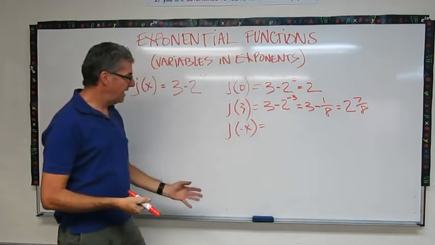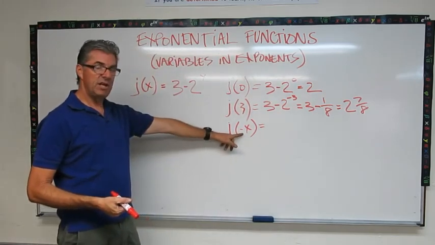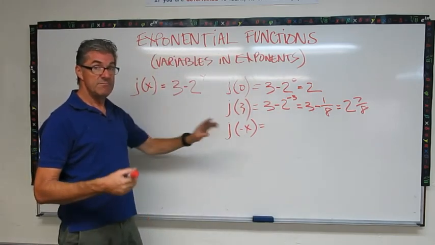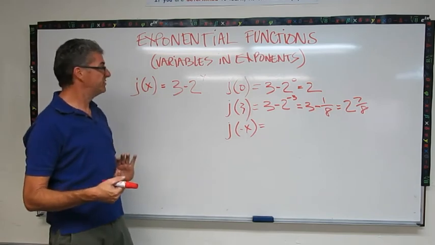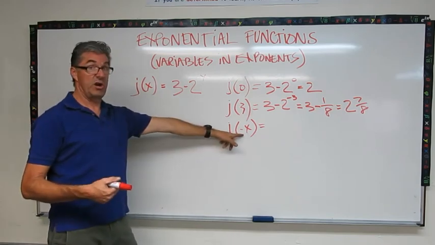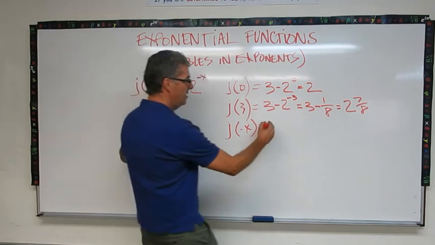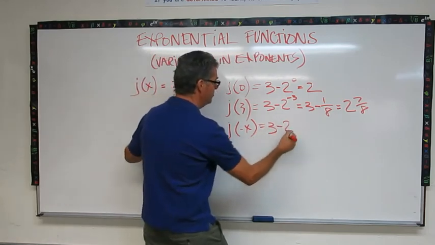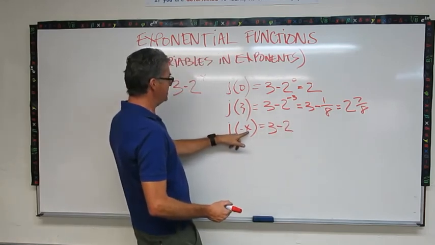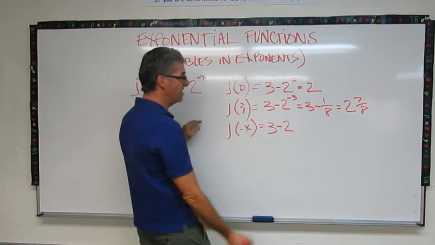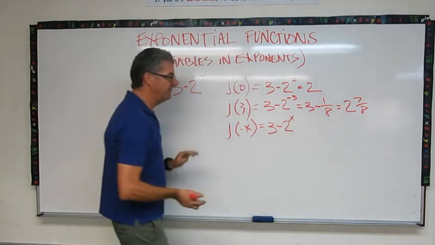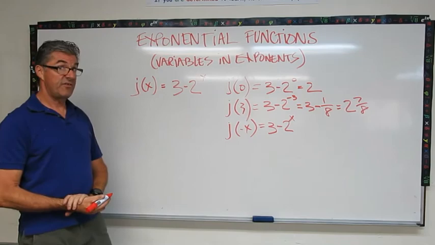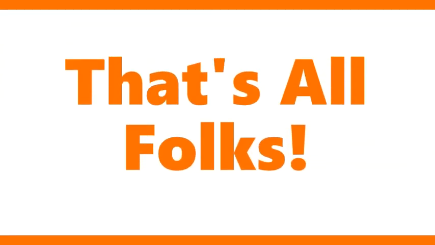Okay? Last one. Notice how I'm plugging in a variable. So I'm not going to get a number answer for this one, because I'm not starting with a number. So let's try that. 3 minus 2. Now I've got negative x there, and I have negative x there. So that's going to cancel, and I'm just going to have 2 to the x. And that's as far as I can get with that one.